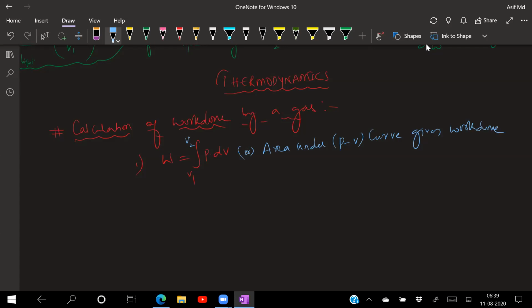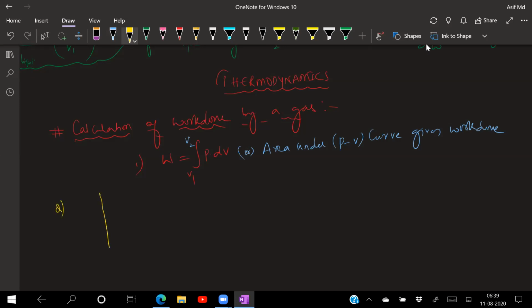So this is a method by which we can calculate the work done. For a numerical value, work done is the integral of P dV. If graphs are being given, we can use the relation: area under the PV curve also gives you the work done. Let's see one small question right now.